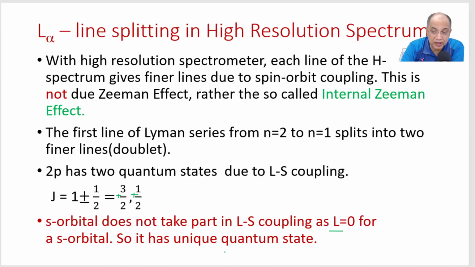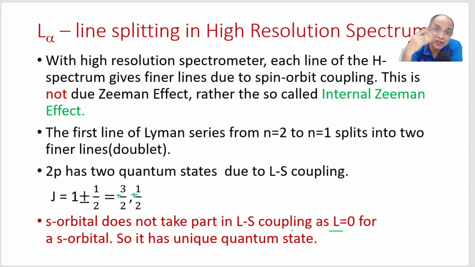So it has a unique quantum state. Now, you might be thinking, what about 2s? 2s remains in the same energy level as 2p, so why are we not taking it separately? Because the energy level is the same.